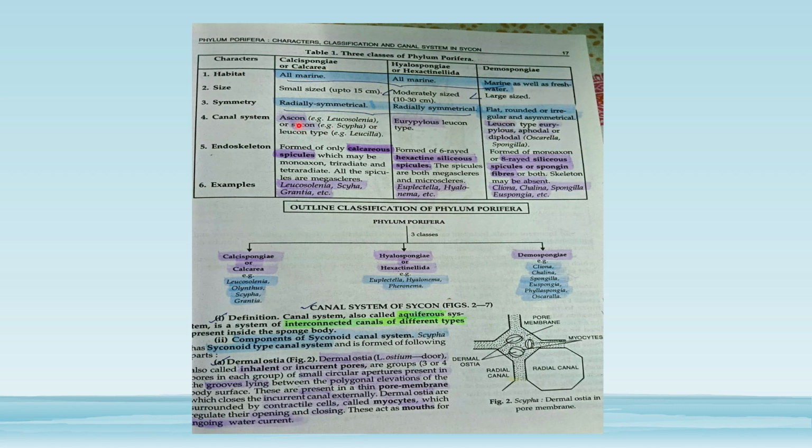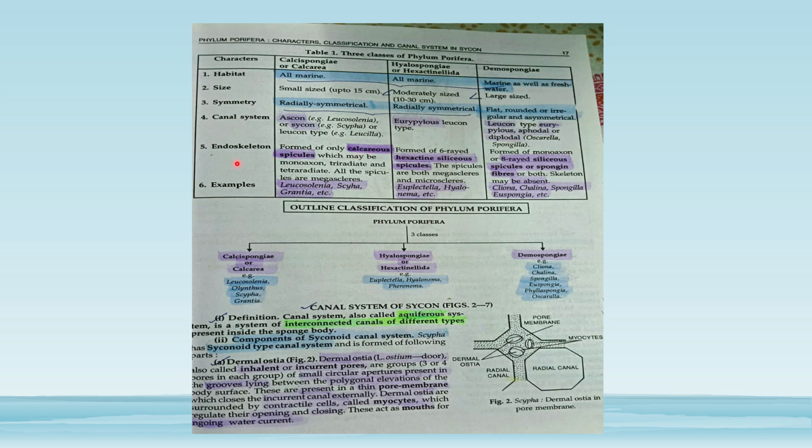Examples are Ascon type of canal system, example Leucosolenia; Sycon type canal system, example Scypha; or Leucon type, example Leuconia. I have discussed the three canal systems. So these three main canal systems are there. In Hyalospongiae, Euplectella has a Leucon-type canal system, which is out of your syllabus, but it is a kind of more advanced type that is found. Leucon type, Eurypylous type, and Aphodal type, Diplodal type. You can just remember the names because these canal systems are not in your syllabus.